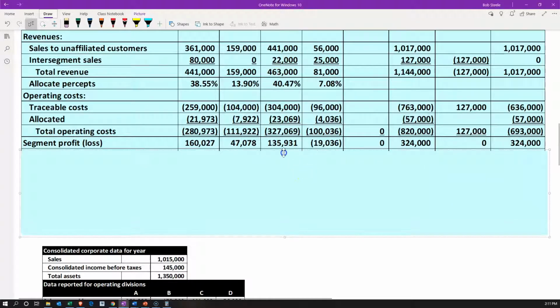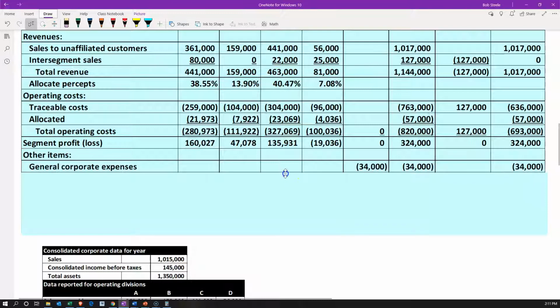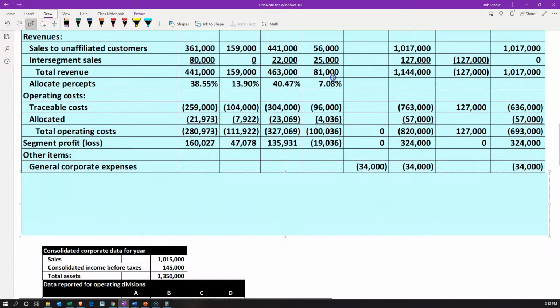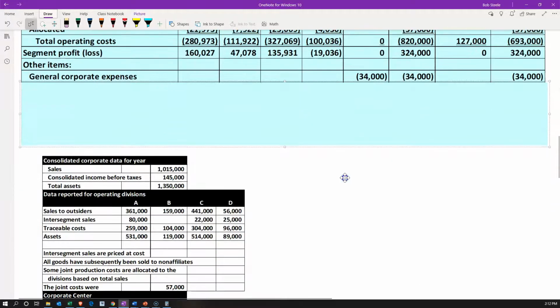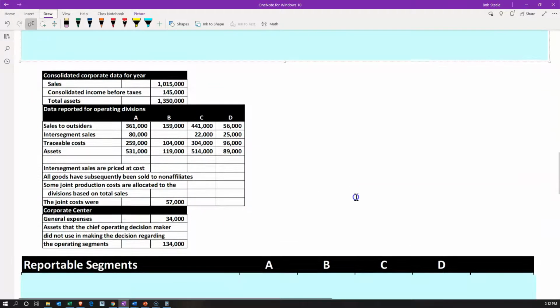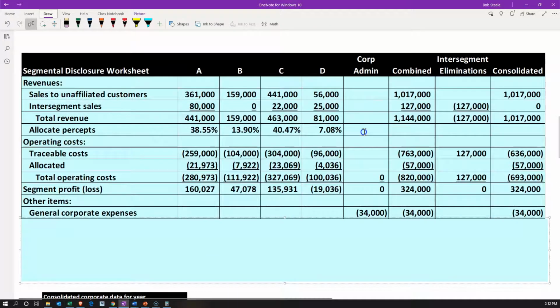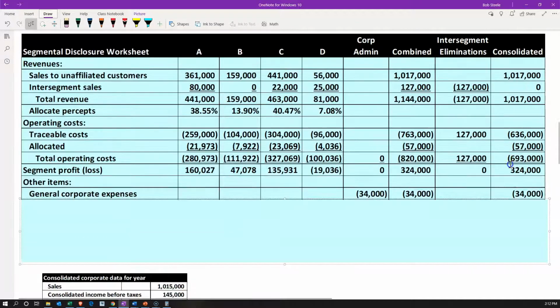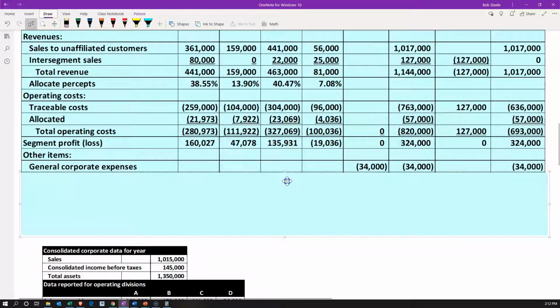Okay, so then we're going to go to the other items. So we have the general corporate expenses. Remember, the corporate office here isn't a segment, but we have expenses applied to them of the 34,000. So we got another column for that 34,000 that was given to us down here in the problem. We're going to put that into the general corporate expenses here, and that'll add up to the total. So that's going to be in our combined total, no adjustment for it, so it's going to be coming across here to the consolidated column as well.